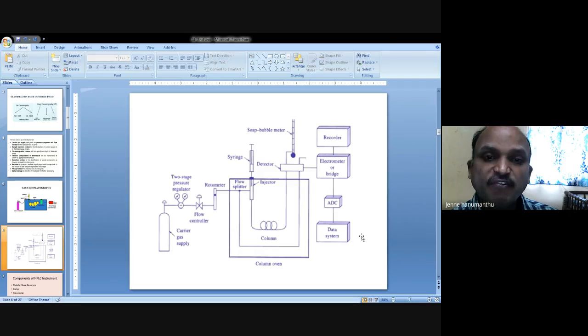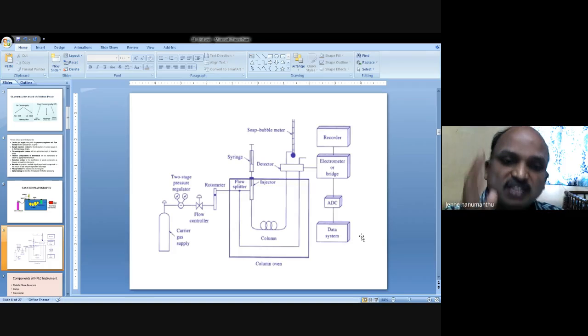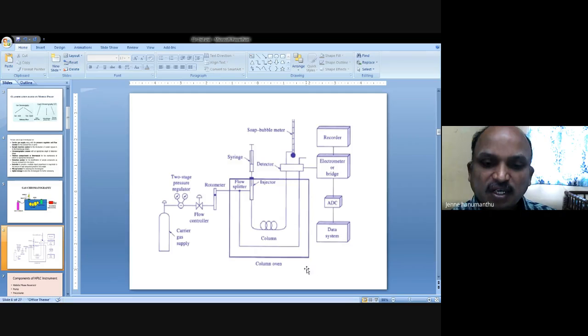And the second category of chromatography, you will see in the next class. This is about gas chromatography and the components available. This is the basic principle. If you have any doubts, you can ask me. Now I'm going to stop.